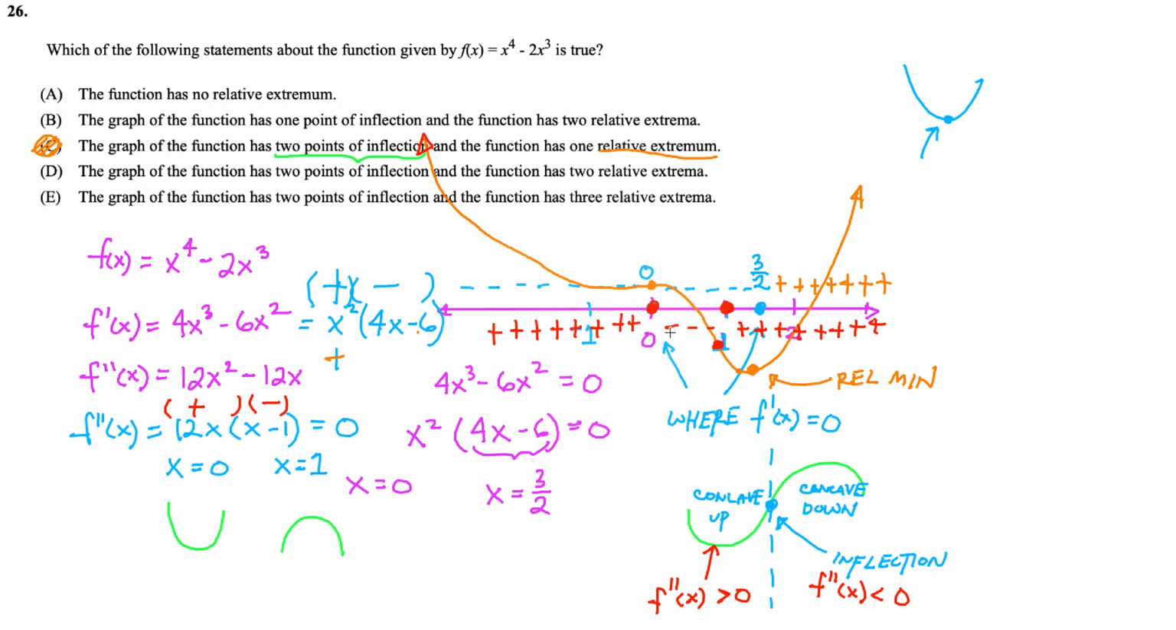So how many times does it switch? And those will be inflection points. So it went from positive to negative at 0. That's one inflection point. Then it went from negative to positive. This is another inflection point. So there's 2 inflection points, and C is now even further confirmed.